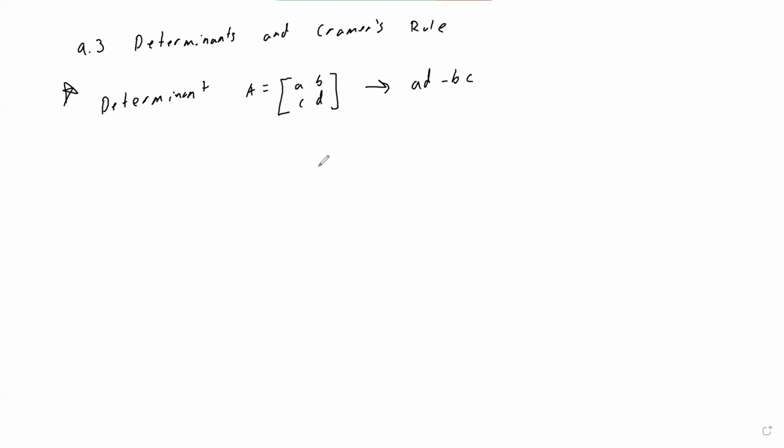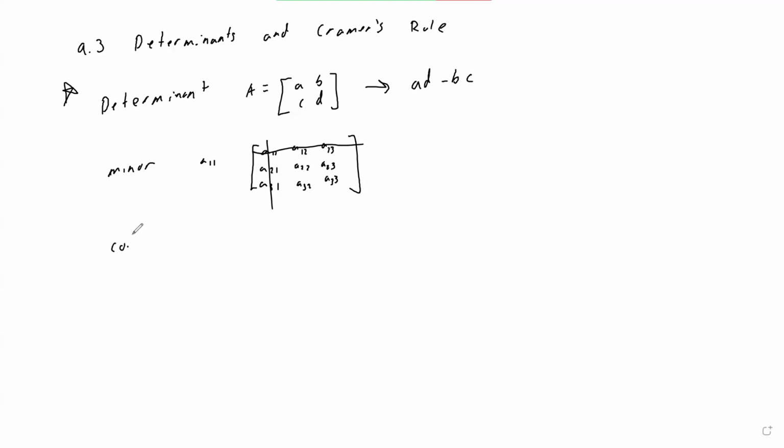That's the first part. Then you need to know how to find a minor. A minor is finding the determinant, but you're taking out some rows. So for example, if I wanted to find the minor of A11 and I had a 3 by 3 matrix, I would take out row 1 and column 1 and then find the determinant of that guy.